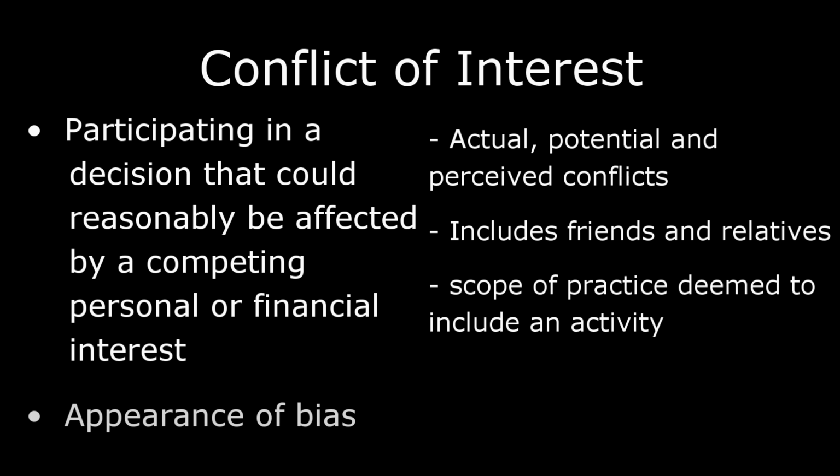Now, appearance of bias is a very related concept. It's a cousin to conflict of interest. But basically, it's a conflict of interest that arises when you're doing an adjudication. So part of the fiduciary duty of a council and the committee members is to avoid conflict of interest and the appearance of bias.